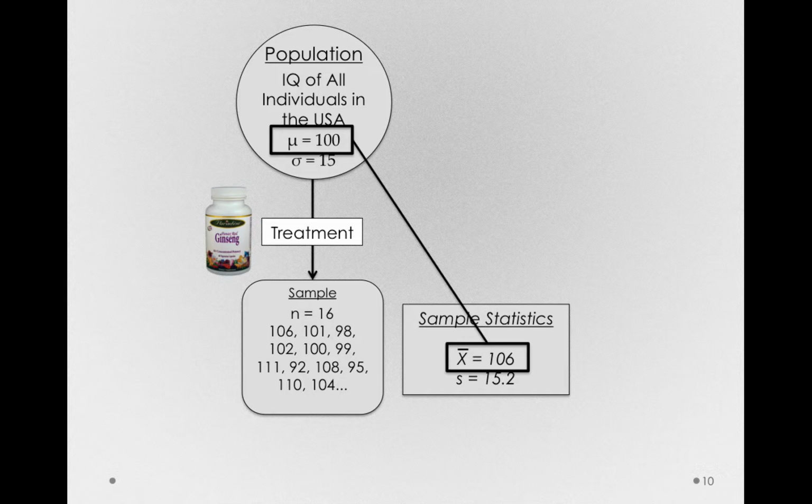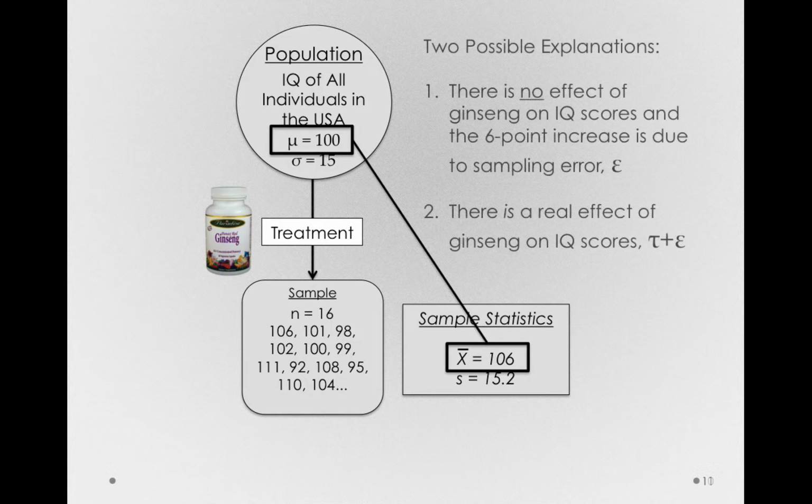just yet. Remember, in science, we have 2 explanations that we can use. The first is that there is no effect of ginseng on IQ, and that 6-point increase is due just to sampling error. We'll call that an epsilon-only explanation. That's the explanation that says just sampling error was occurring here. Us giving these individuals ginseng actually did nothing to their scores. Now, certainly, that's possible. We know that's possible. We know sampling error is always something we have to deal with.